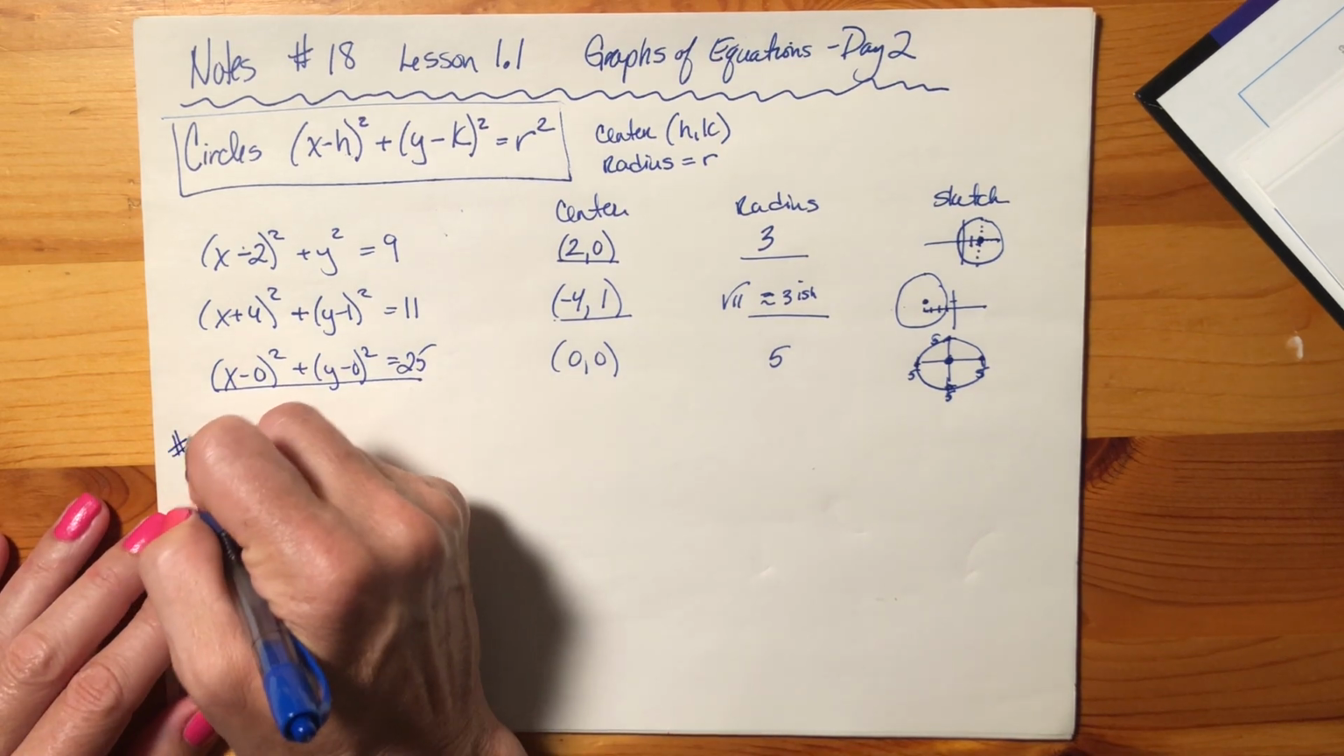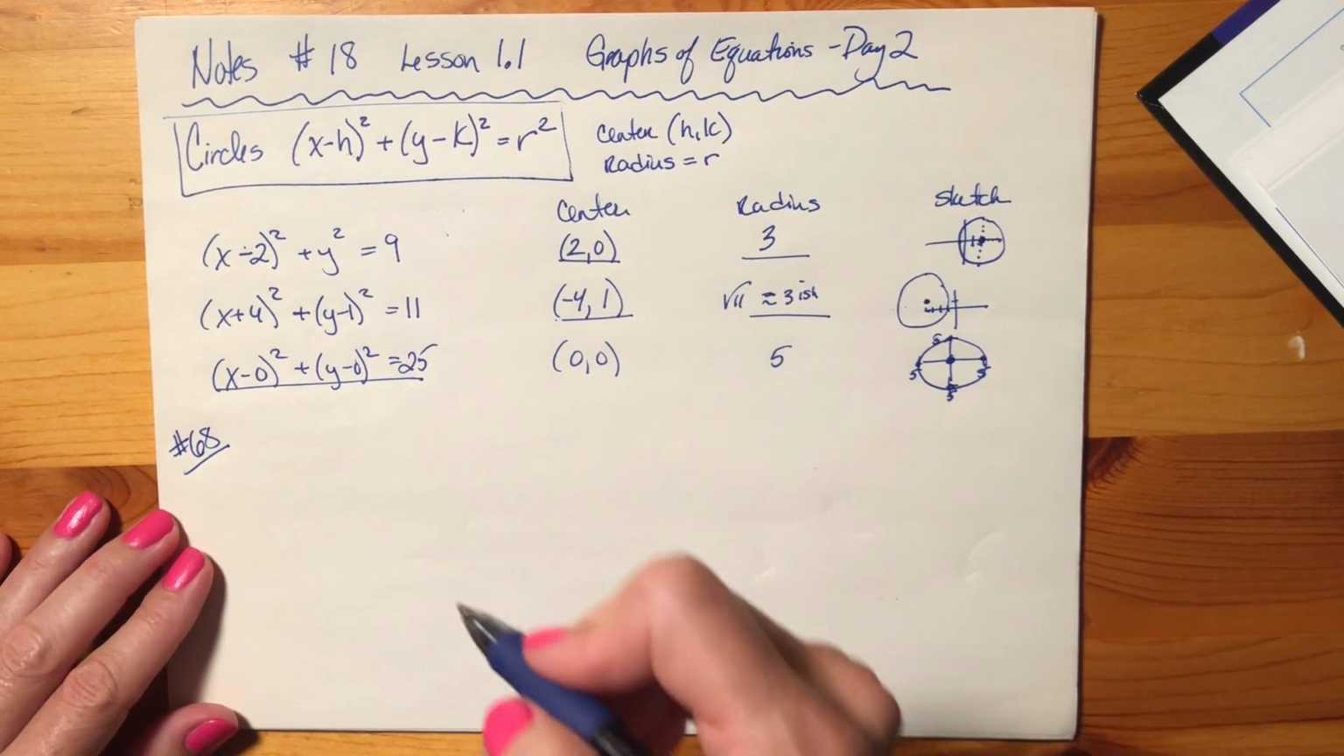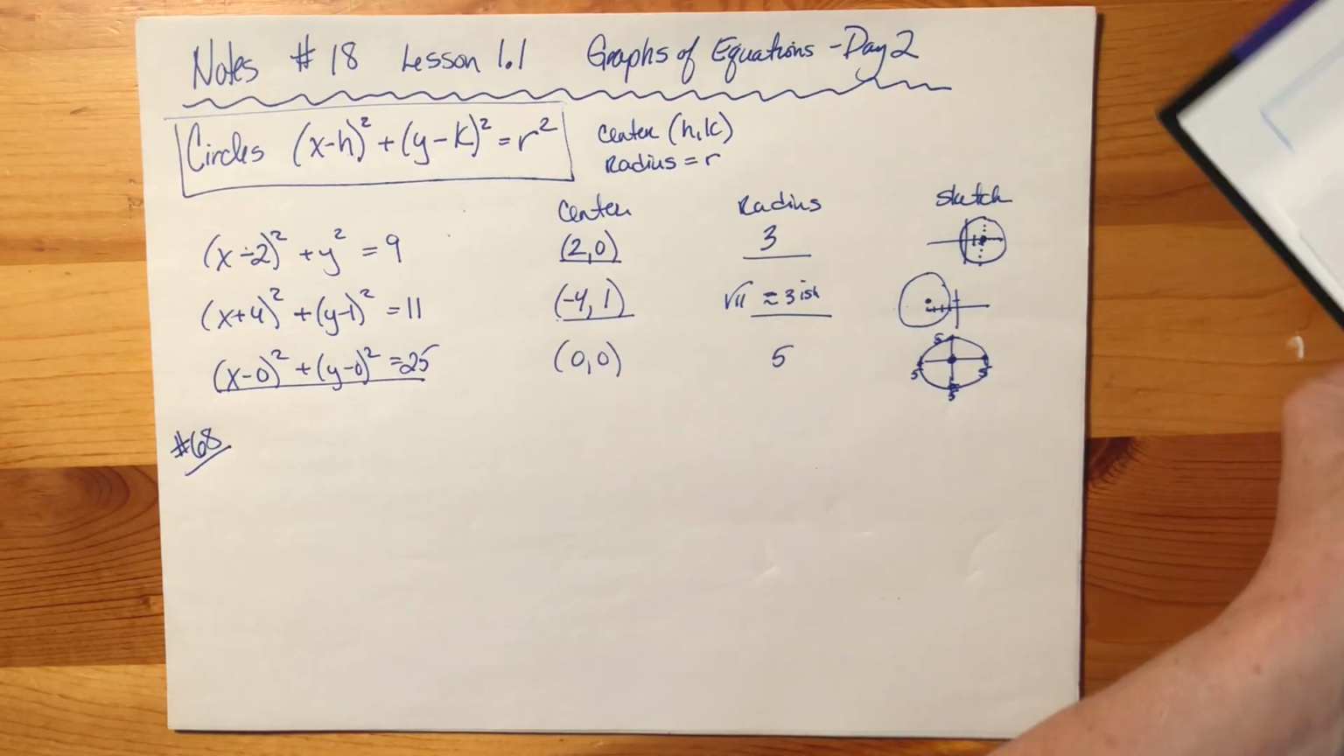Next one I want to do is number 68 from the textbook. Number 68 from the textbook. So let me show you what that problem looks like.